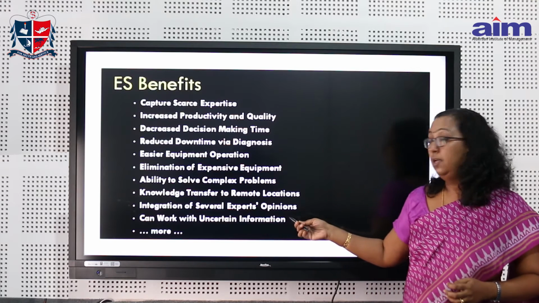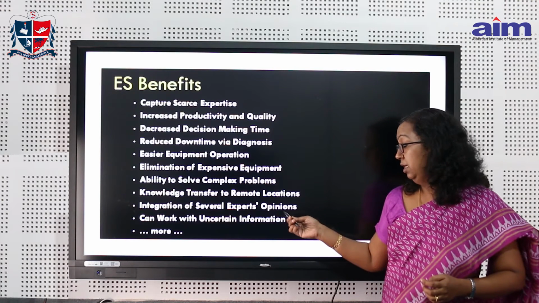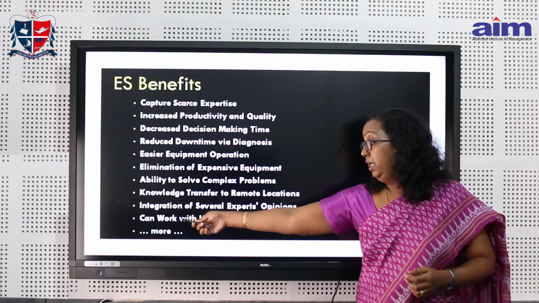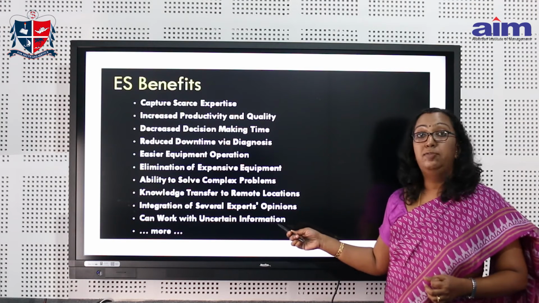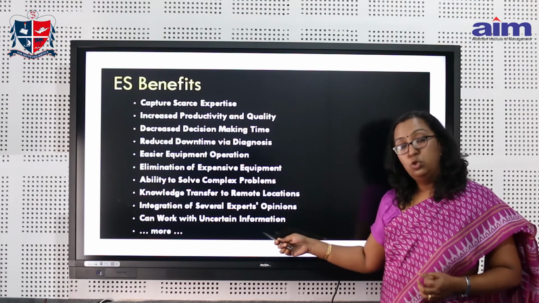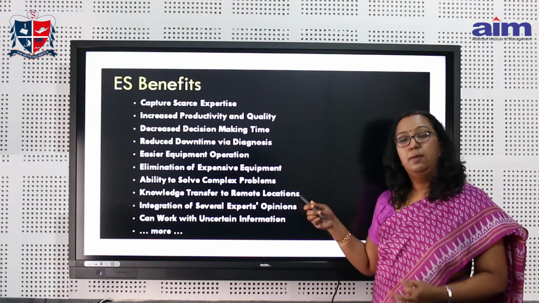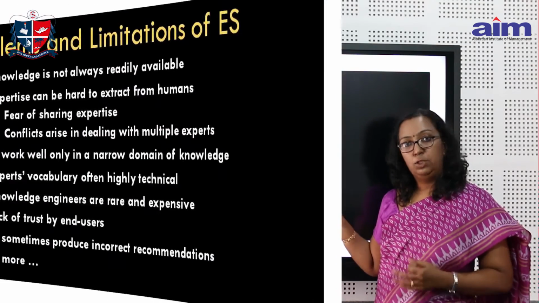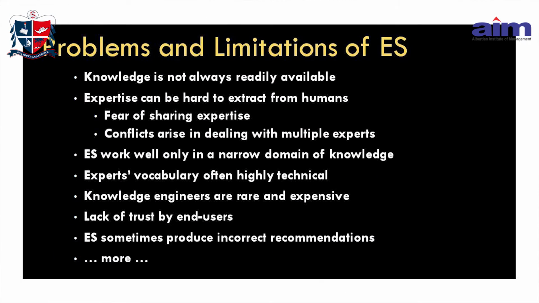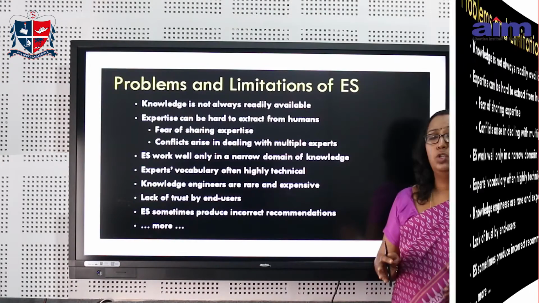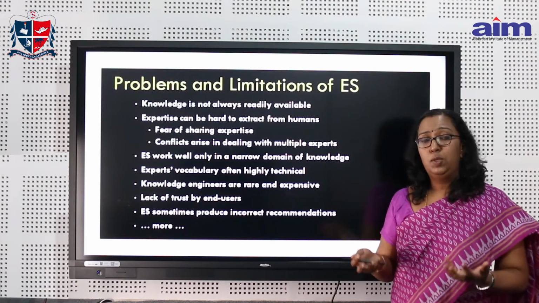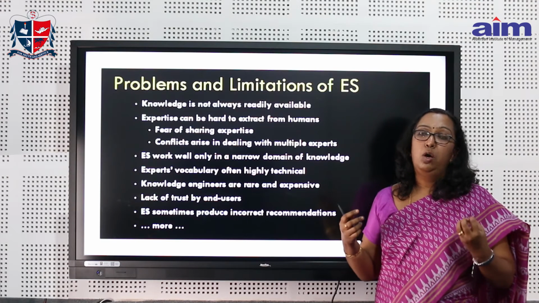Integration of several experts' opinions. It can work with uncertain information and so on. There are so many benefits of having an expert system. And what are the limitations of expert systems? One of the biggest limitations or problems that expert systems face is knowledge.